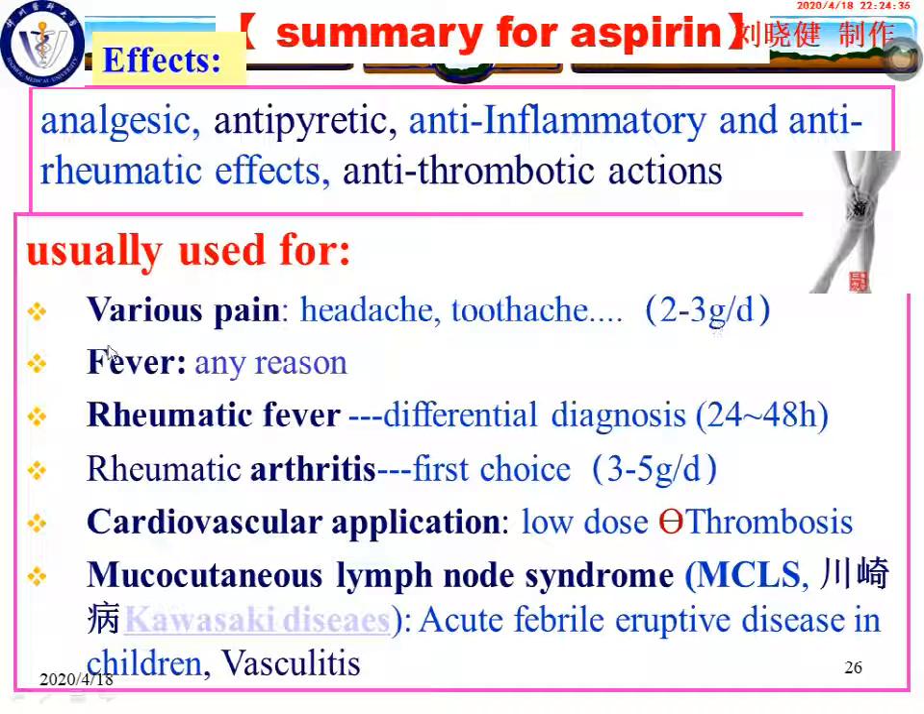It is also commonly used to relieve fever caused by any reason. It is effective. But don't forget, it is just a symptomatic treatment. For the acute rheumatic fever, it can be used for differential diagnosis. Once after using aspirin in a large dose, the fever disappears within 1 to 2 days. It can be diagnosed.